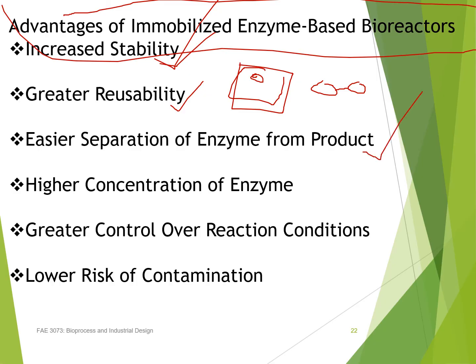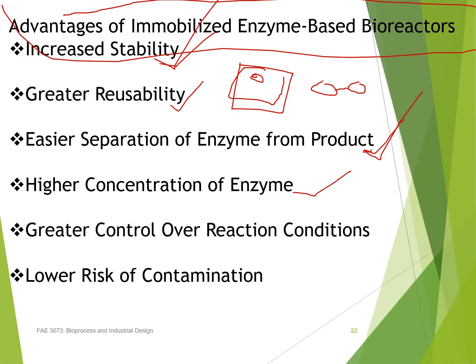Okay, number 3, easier separation. Of course, it is easy to separate. Why? Because they are attached to support materials. So the enzyme will convert the reactant into a product without the enzyme moving freely in the broth. So there is no need for you to separate the enzyme from the product. Okay, so it is easy to separate, or the downstream processing is limited, or at a minimal requirement.